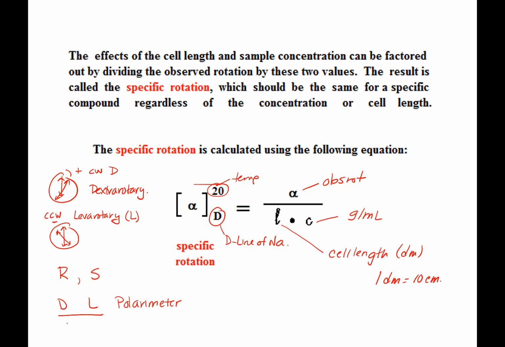But that's the difference between the sort of molecular property of D and L and the really atomic property of the carbon, R and S. But there's no relationship between them. So you have to determine that for each molecule.